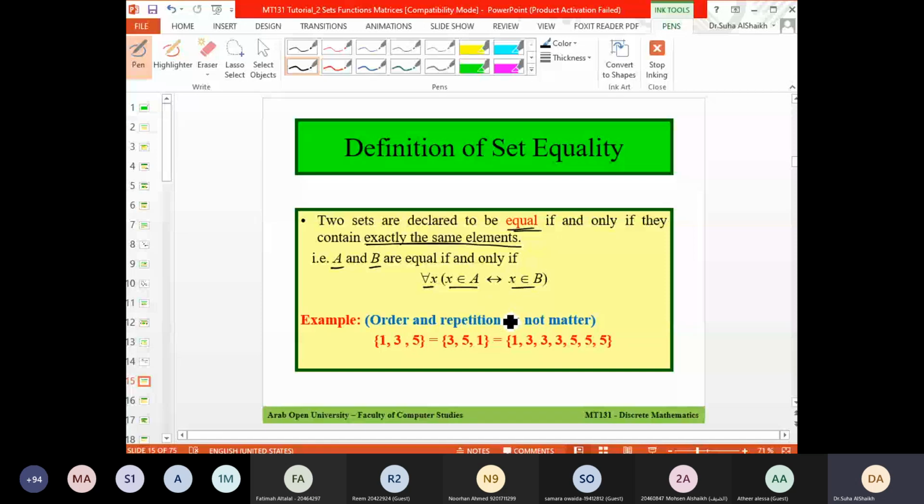Does this make sense? When are the two sets equal? If for all the x's, if x is in A then x will be in B, and if x is in B then x must be in A. So x in A if and only if x in B. This is the logical way to write it.